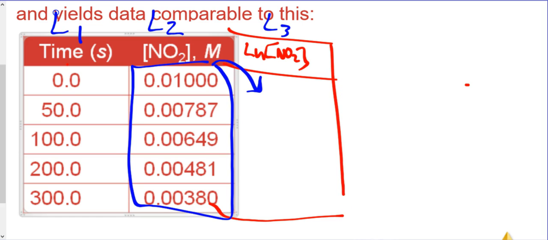Because the first thing you're going to do is make this equal to ln of a. And if it's linear, you're done. If it's not, you're going to go back in and change this function to 1 over a. And then if it's linear, that will tell you that that's second order. So you just keep changing this column until you get a straight line. Does that kind of make sense?